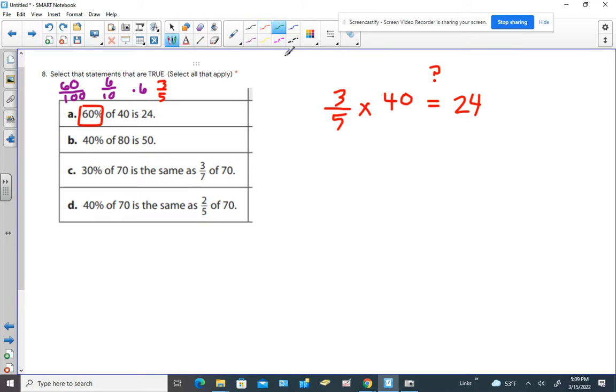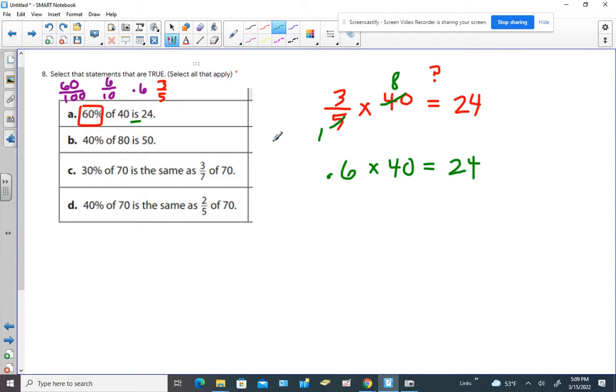So how about we simplify? Divide by 5, get 1. Divide by 5 and get 8. Is 3 times 8, 24? Now, another way we could have done this is we could have used the decimal equivalent of this. So that would look like this: 6/10 times 40. Does that equal, because is converts to equal, does that equal 24? All right, so decide whether that's true or false.